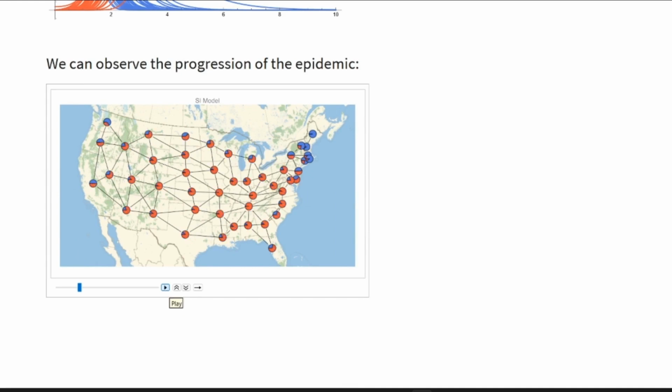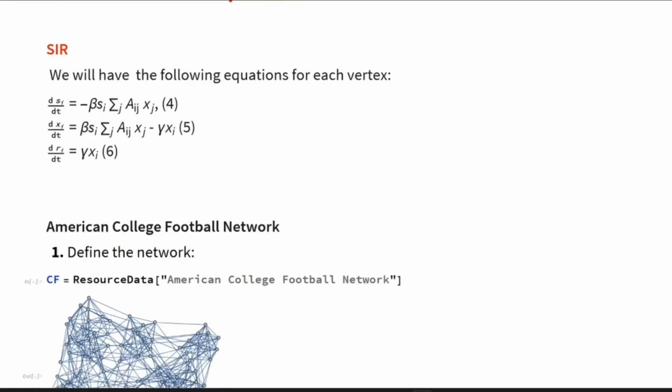Now, for the SIR epidemic model on a network, the equation will also be adapted into a vector format, and the infected individuals will be represented by this expression. So we'll have the following equation for each vertex.